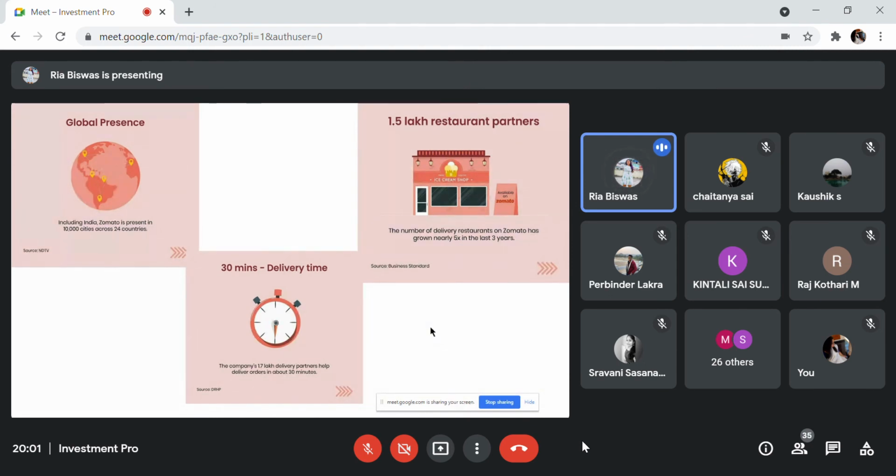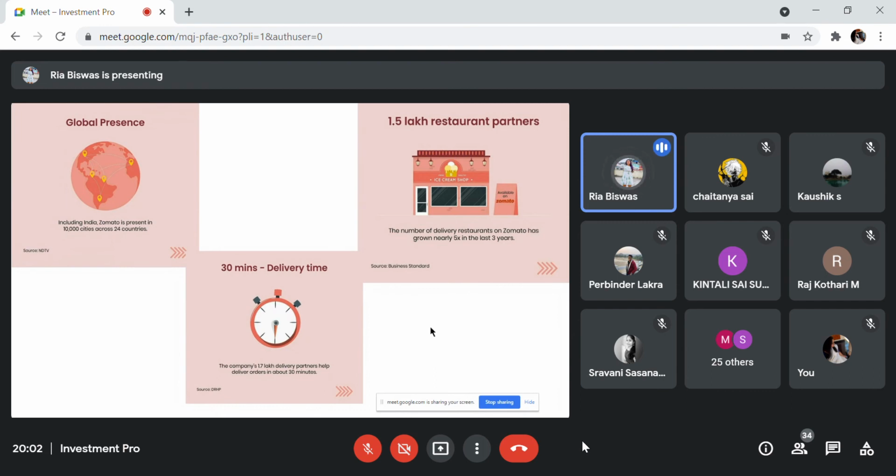It is an online app from where you order food, and in just the last 3 years it has grown very much. Obviously, if they have been working very well for 3 years, in the future we can expect a good amount of profit from this company. So in this way I can invest in this company.